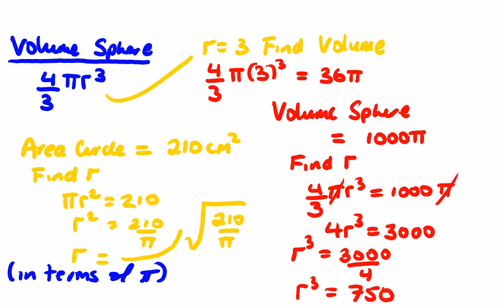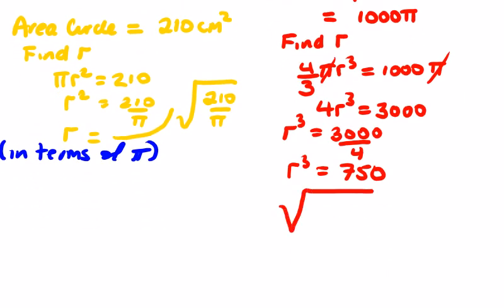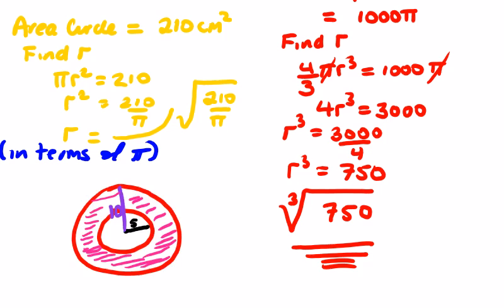And then just type into your calculator. Get used to using the cube root function on your calculator. It is there. The cube root of 750. And the calculator will give you the decimalized answer for this type of question.